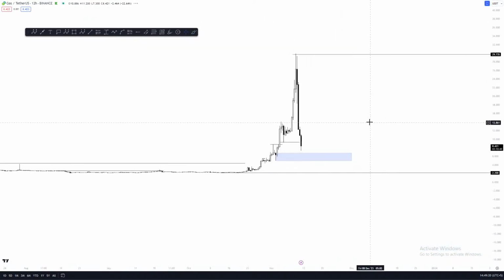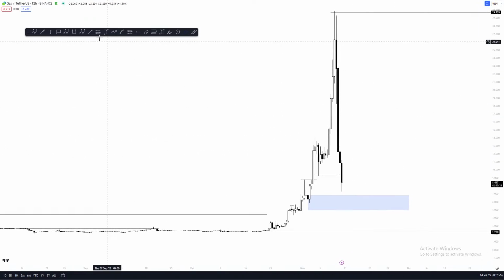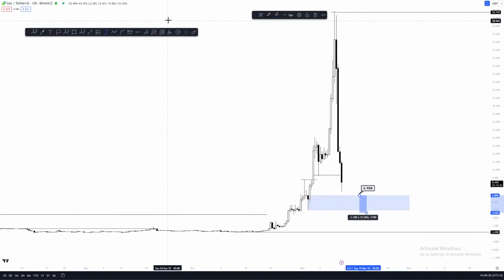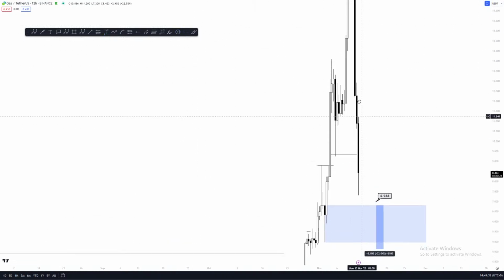Anyway, you can take a long from here, but I think so the demand zone is so big and your RR will be affected. 31%. No, I will not go with this one.